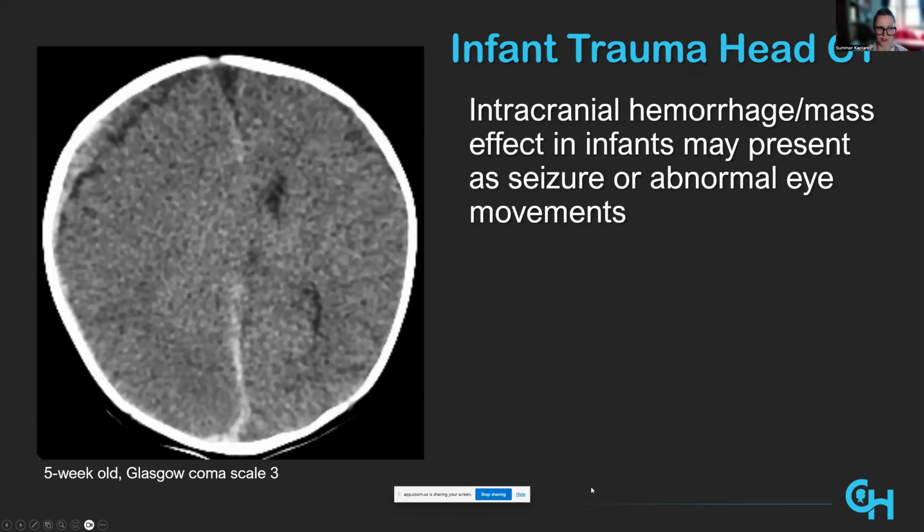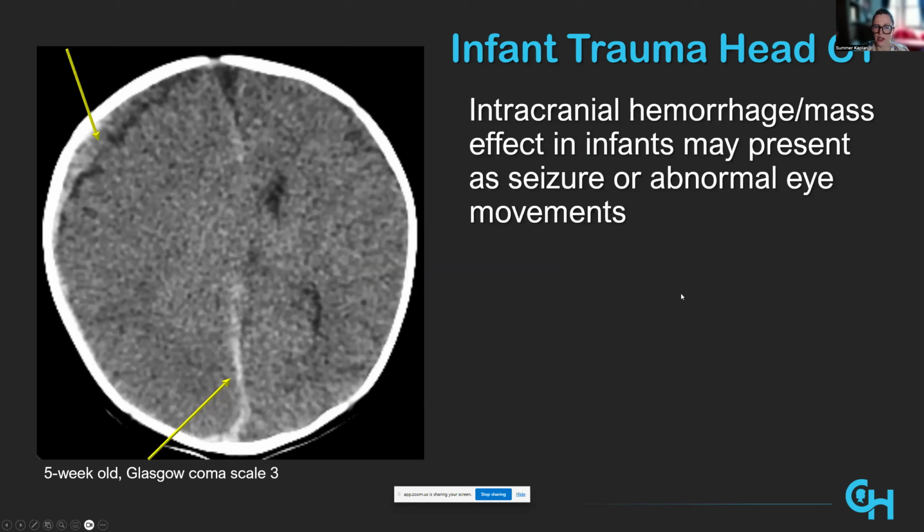As an example, here is a 5-week-old who came into the ER with a GCS of 3. And so we see a significant amount of intracranial injury. We have subdural hemorrhage along the falx, as well as in the right frontal space. And we see the midline shift to the left, as well as complete effacement of the right lateral ventricle. So very severe intracranial injury.